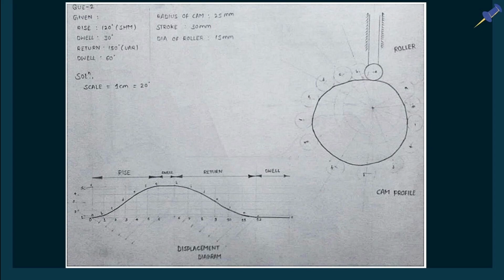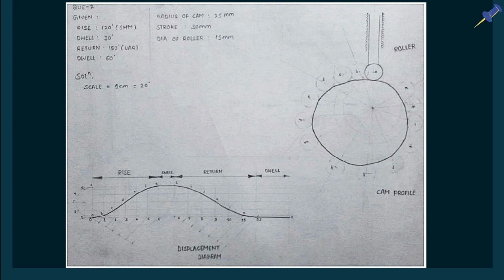Now for the cam profile, the first thing is to draw the base circle. And here in this question the base circle is of radius 25 millimeter. Next is to draw the prime circle. So prime circle radius is equal to base radius plus roller radius. So the base circle radius is 25 millimeter and the roller radius is 7.5 millimeter. So 25 plus 7.5 is equal to 32.5. So draw a prime circle of radius 32.5 millimeter.